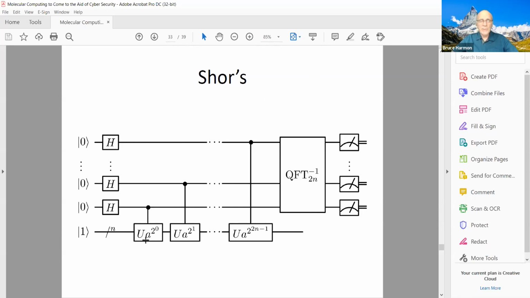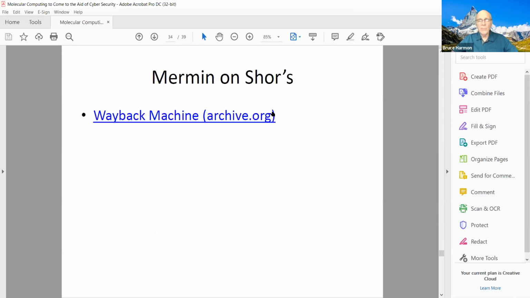So when you program, essentially you're wiring up Shor's algorithm or some other algorithm as you're trying to solve in a quantum computer. The best, by far, the best explanation of Shor's is at this link, and it's David Mermin's chapter on Shor's algorithm.